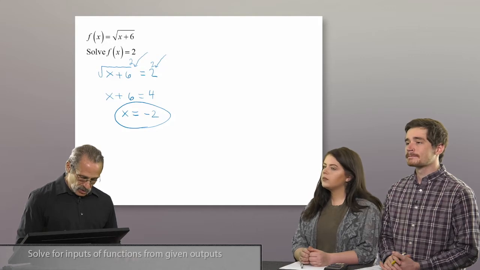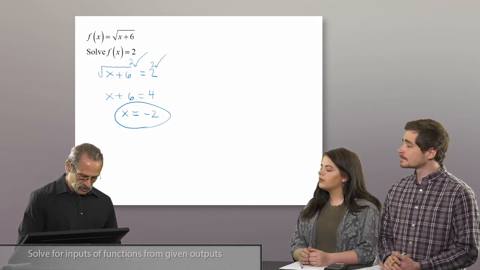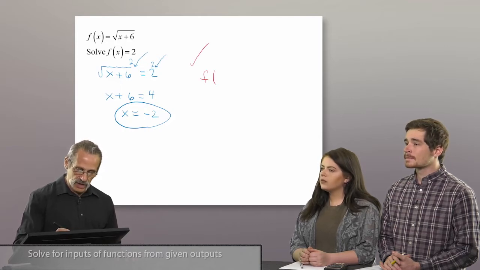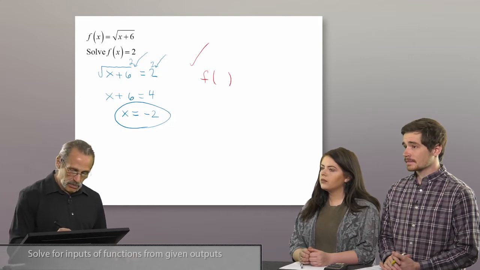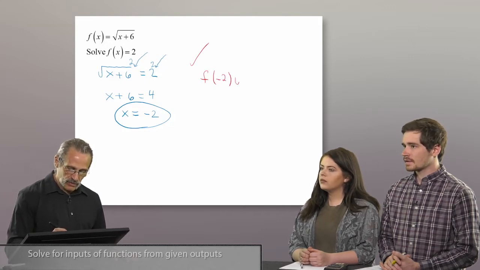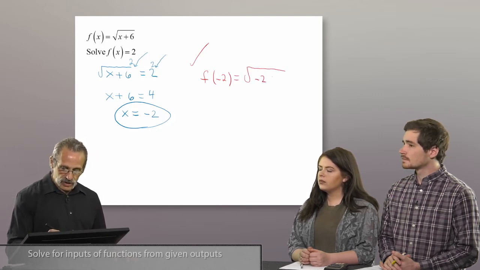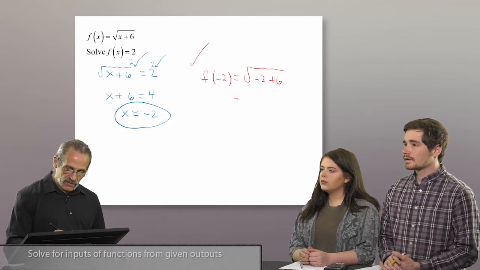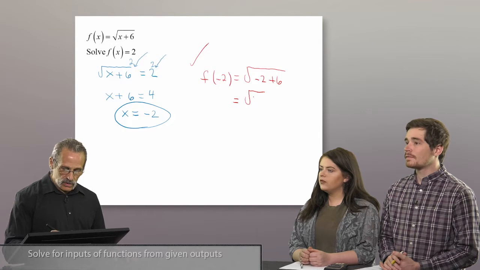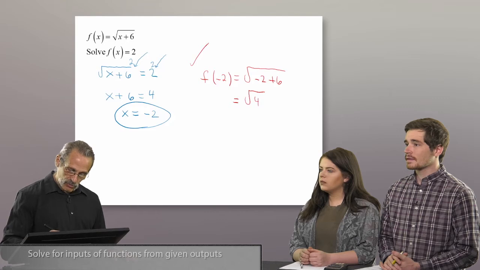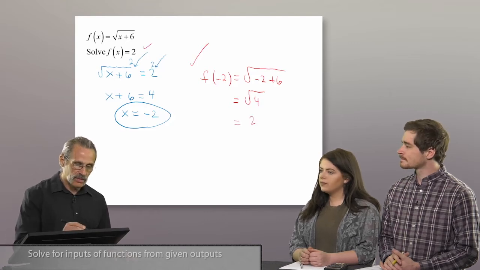Now, if you say, well, you don't have to go through that, why don't you just check it? My response is, let's go ahead and just check it. Takes just a moment. If I evaluate the function at negative 2, I should get back positive 2. So f of negative 2 equals the square root of negative 2 plus 6, which is the square root of 4. And that's the principal root of 4, isn't it? Yes, it is. And the principal root of 4 is 2. Thank you.